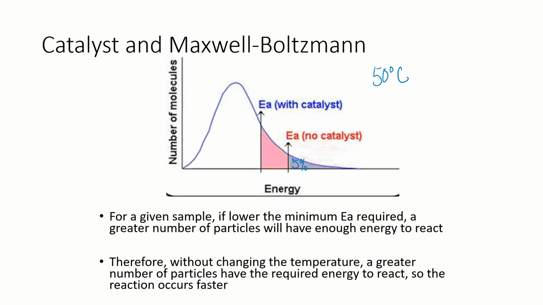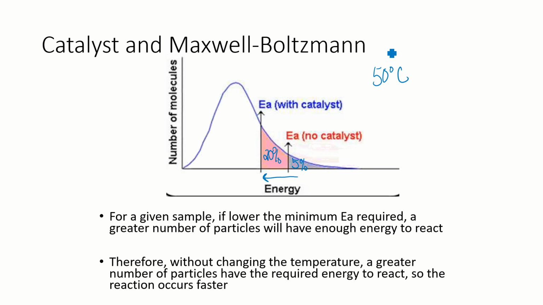If we add a catalyst to our sample, what that does is it lowers the activation energy barrier. So it makes this line shift over here to the left. And so now this whole pink and gray area shows what percentage of your sample has enough energy to react now. I'm going to just make an estimate here. Let's say maybe that's 20%.